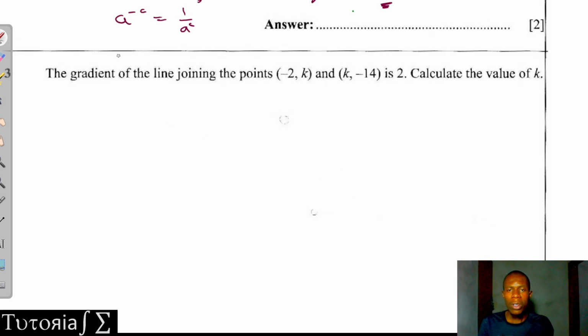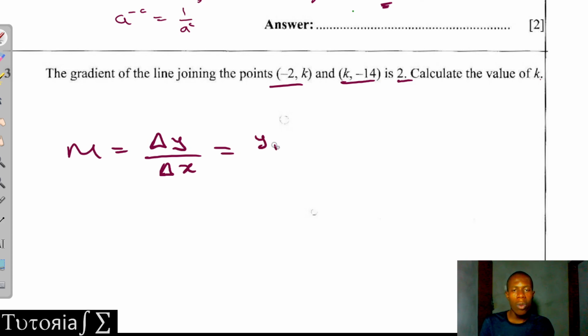3. The gradient of a line joining these 2 points is 2. Find the value of k. So know that the gradient is equal to the change in y over the change in x, which is basically the difference in y1, y2 over the difference in x1 and x2. So we've been given the gradient, which is 2.